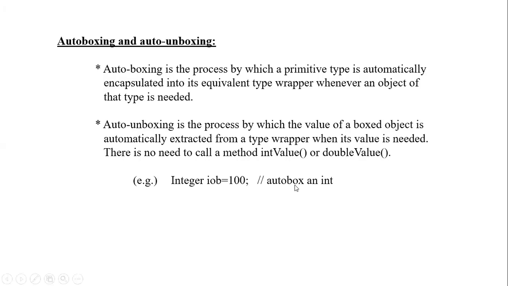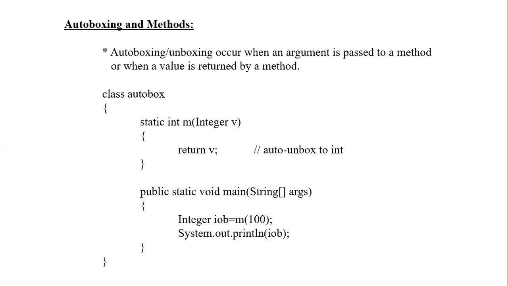Example, auto box an int, that means an integer value you are putting into an object, right? Primitive to an object, so obviously it is boxing. Unboxing, the object is there, I'm putting it into a primitive type, so this is unboxing.